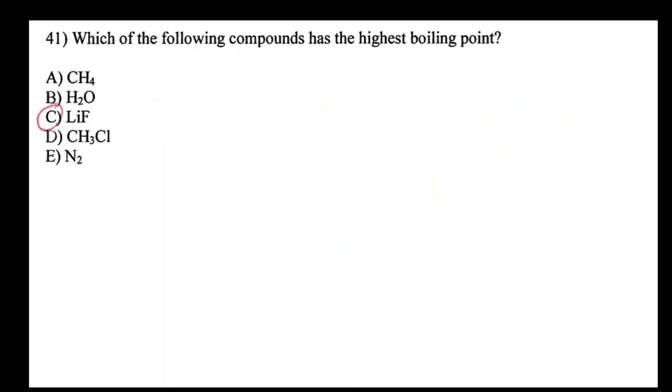Which of the following compounds has the highest boiling point? So this is the same concept. We want to look at the intermolecular forces for each. If we look at our first one here, CH4, there are no polar bonds. There is no hydrogen bonding. So the only thing keeping this together is dispersion forces. And those dispersion forces aren't even going to be very strong because it's a small molecule. So that one would definitely have the lowest boiling point.